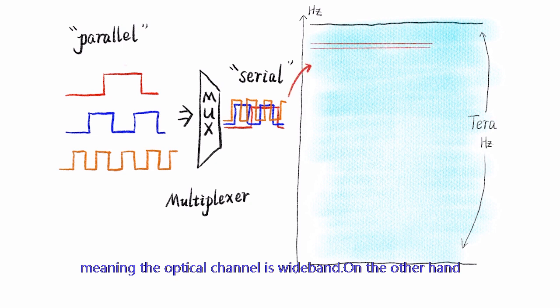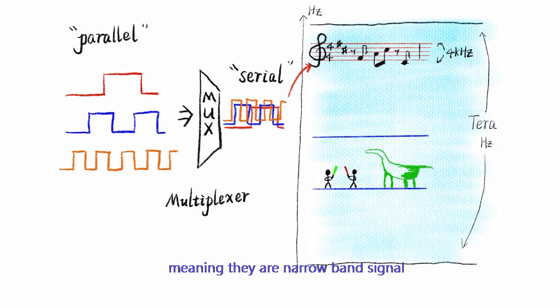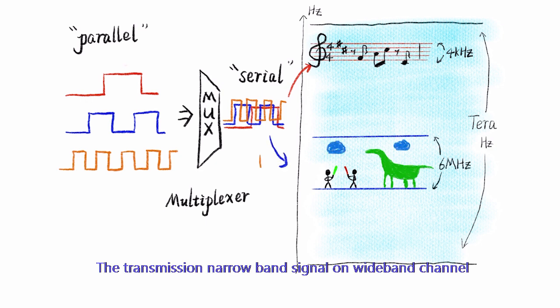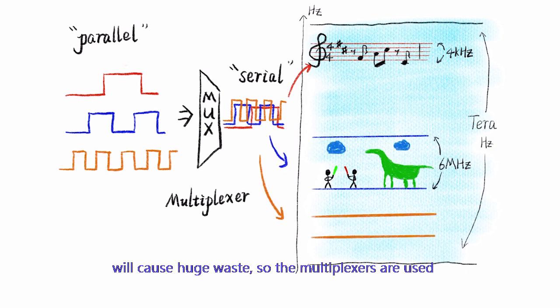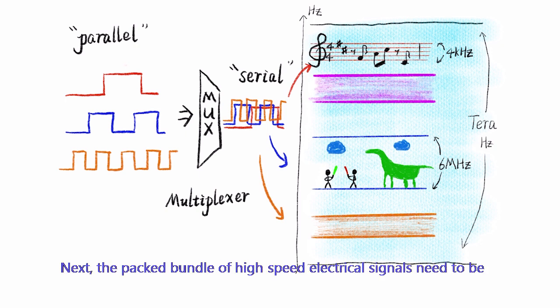On the other hand, the bandwidth of the voice signals is 4 kHz, and the image signals is 6 MHz, meaning they are narrowband signals. Transmitting narrowband signals on a wideband channel will cause huge waste, so the multiplexers are used to make the most of the huge bandwidth from the fiber channel.